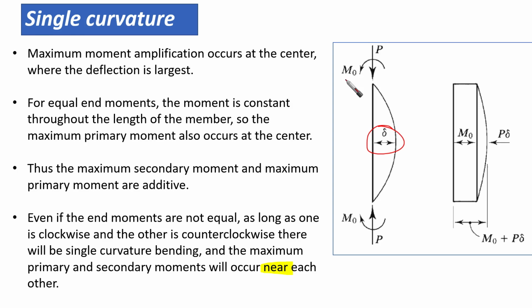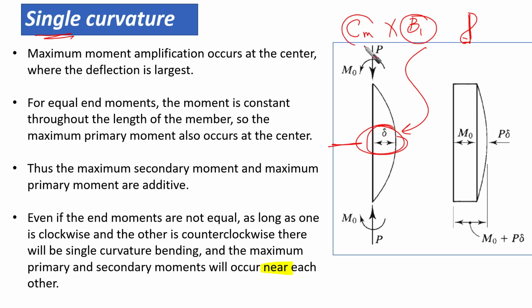I mean, here in the single curvature, we are sure and we know that it is going to be in the middle. So no problem here. We are going to use the same equation for obtaining B1. But we found that if the moment is going to be with double curvature, this B1 needs to be multiplied or amplified. So we need to multiply it by another factor, which we call Cm.